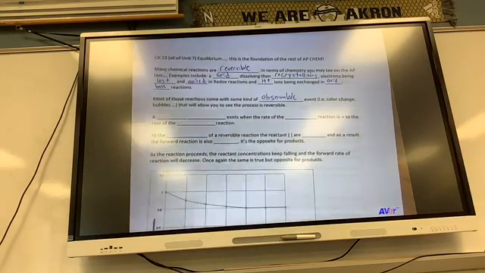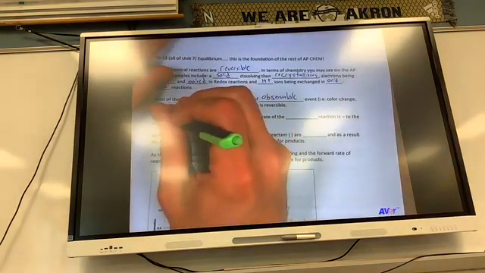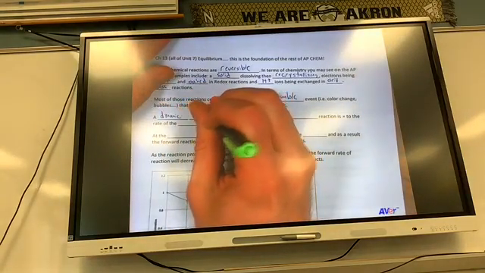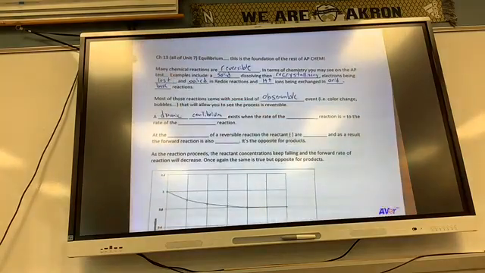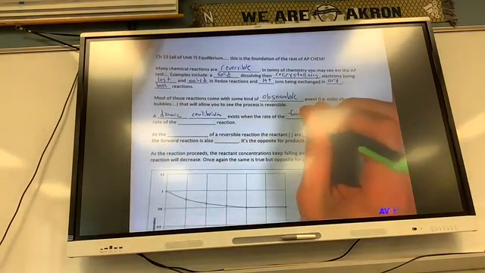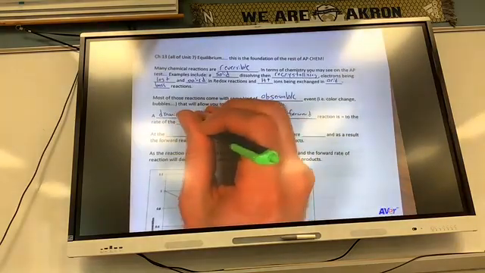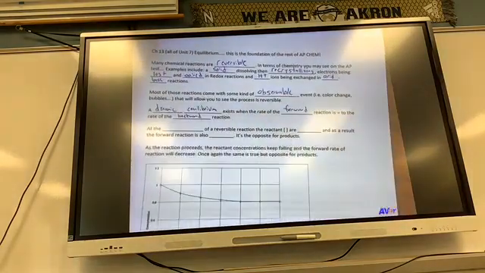So, a dynamic equilibrium. I don't know why we have to put dynamic in front of this because it just sounds fancier. A dynamic equilibrium exists when the rate of the forward reaction is equal to the rate of the reverse or backward. Either one is fine.